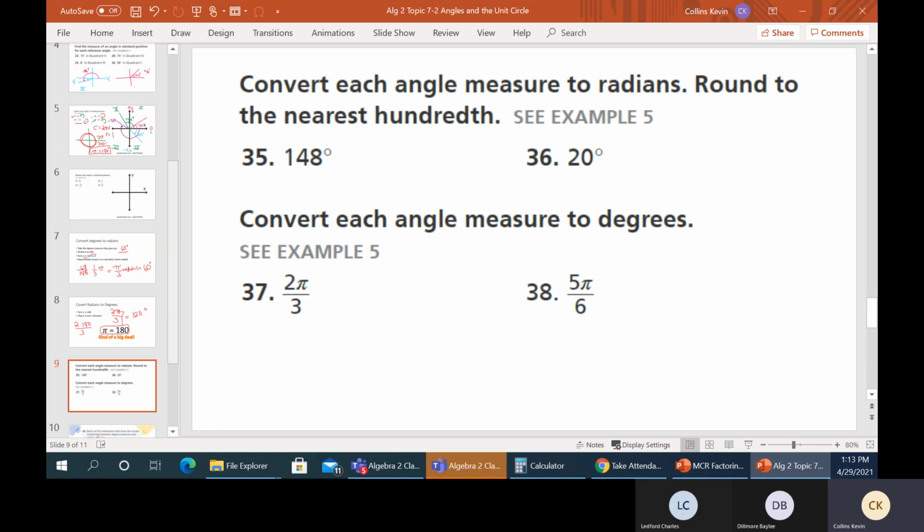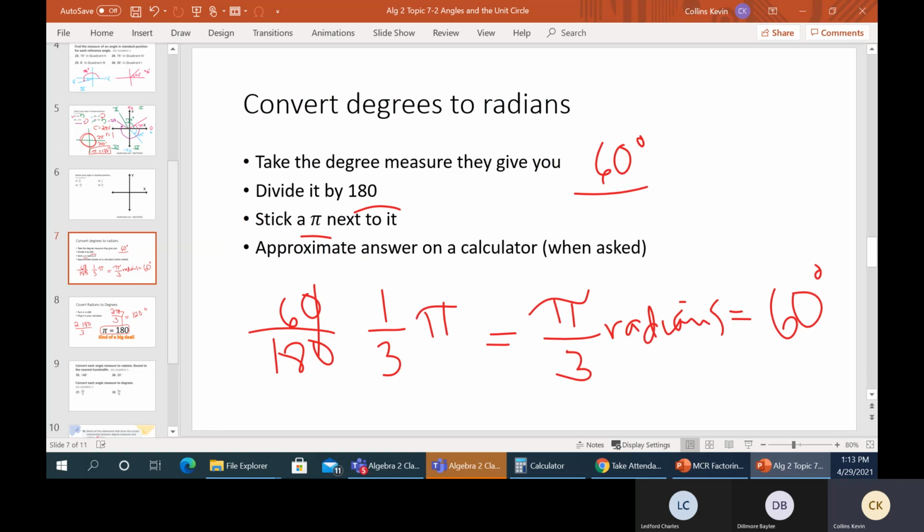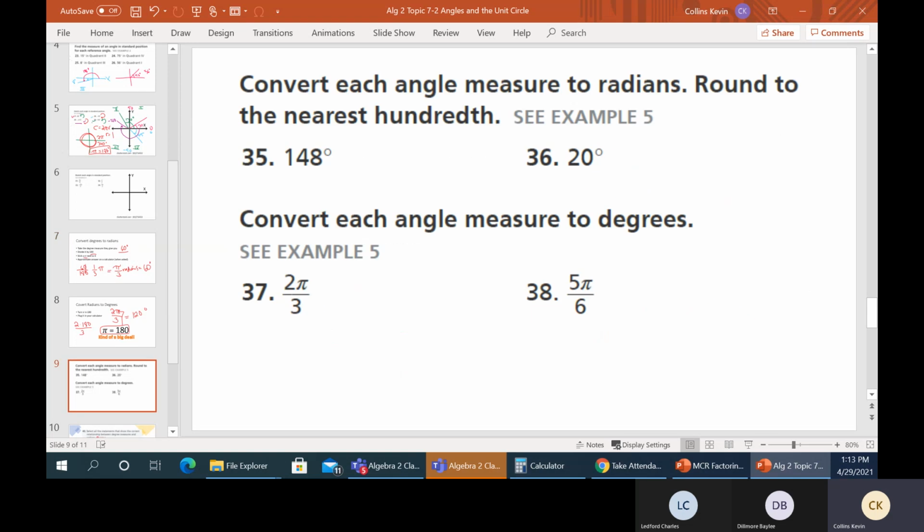So this says convert each angle to radians and round to the nearest hundredth. All right, so let's go back to our instructions for a second. So we're going to radians. Convert to radians, they take the measure they gave you and divide it by 180. Okay? So we got 148, we're going to divide that by 180. And then we stick a pi next to it. Now normally we would go ahead and reduce the fraction, but since they want us to calculate and round to the nearest hundredth, we can just do this on our calculator.